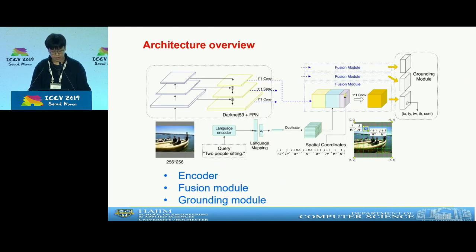We then introduce the network architecture of our method. The main idea is fusing a text query's embedding into a one-stage object detector. The framework consists of three modules: the encoders, the fusion module, and the grounding module.